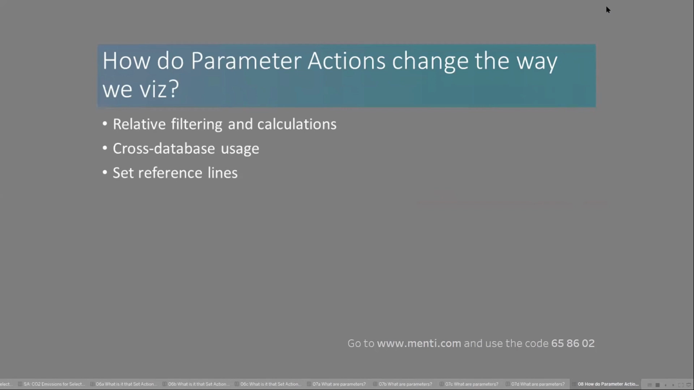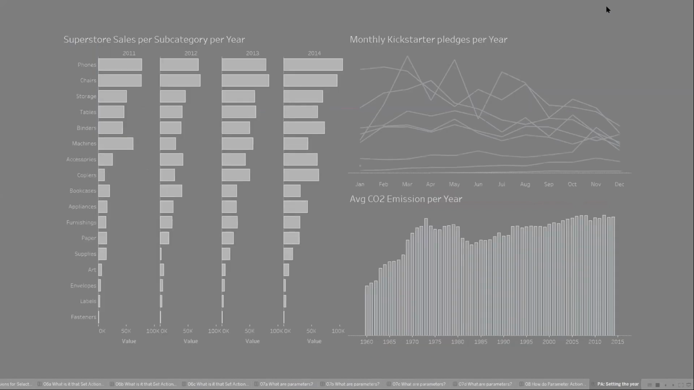Now, again, let's take a look at an example. I have 3 different sheets here that come from 3 different data sources. So we have our Superstore to the left, we have Kickstarter and CO2 emissions on the right. And I want to be able to set a focus year to focus my sales in the Superstore. And I want to see the Kickstarter pledges in that year, the CO2 emissions in that year, and also want to highlight the previous period. And for that, I created a parameter.